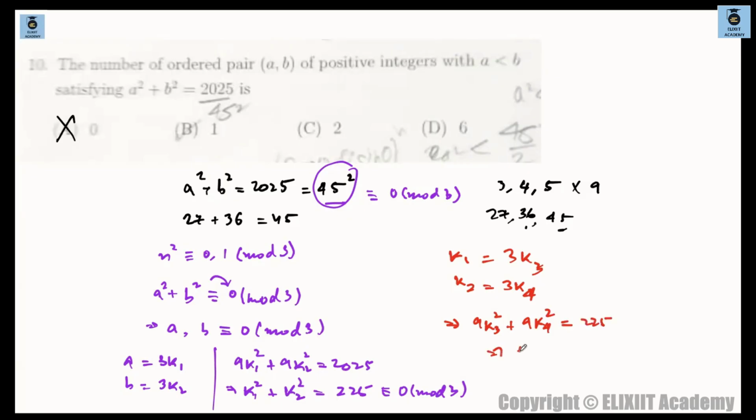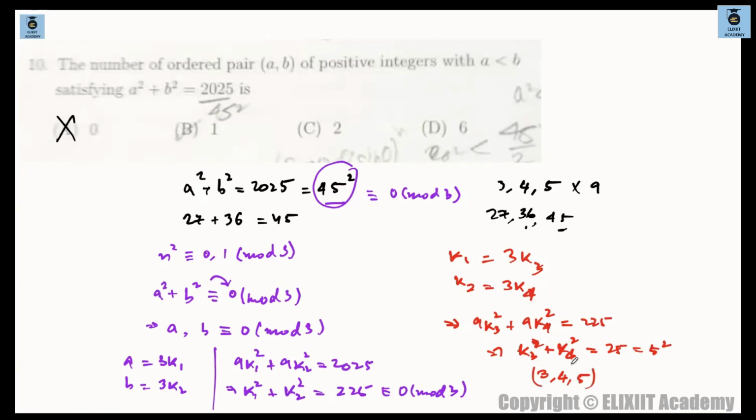And so similarly, k3 squared plus k4 squared will give you 225 divided by 9, which is 25. So 25, once again, is a perfect square, 5 squared. And 3, 4, 5 is one of the standard, prime Pythagorean triplets which you all face. So definitely 3, 4, 5 is the solution.